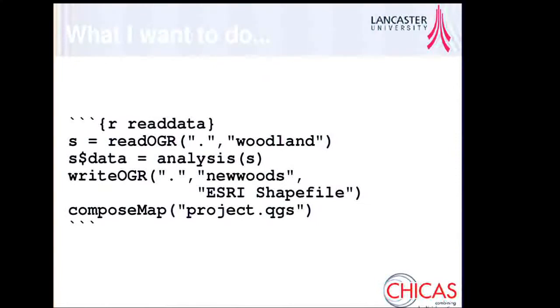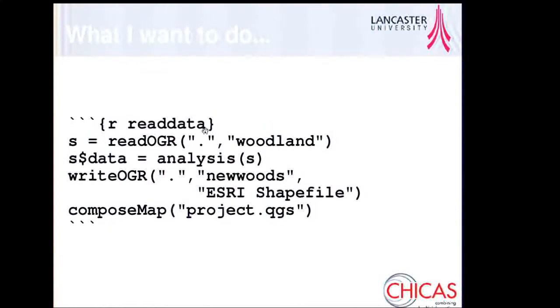So what I wanted to do was to be able to use QGIS's cartographic features and maybe some of its analysis functions in knitr. So I've got beautiful maps that QGIS can make in knitr by linking it with R. So I can combine my statistical analysis in R with QGIS's maps.